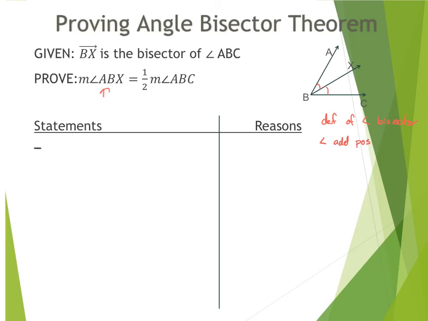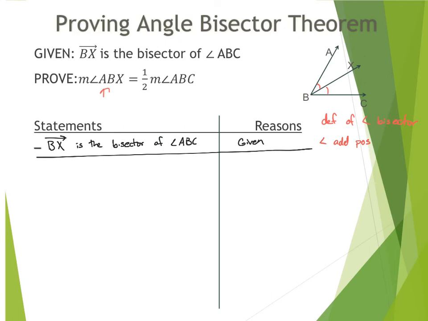All right, and now to write the given. So there is our given. Ray BX is the bisector of angle ABC. And now we are officially ready to get started. Okay. So in my notes, I have that definition of bisector and angle addition postulate. So I'm going to go ahead and include those.